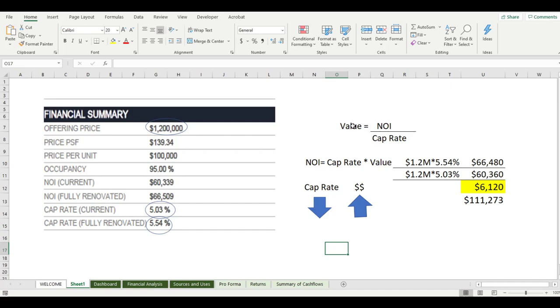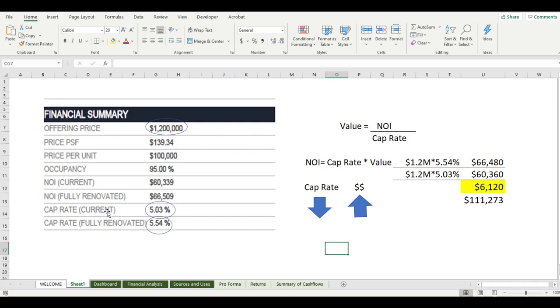We know the relationship between the value, and we'll just go over it really quickly. The value is equal to the NOI over the cap rate, and you can do some quick algebra and move it around. So now the NOI is equal to the cap rate times the value. What we'll do is look at these two different cap rates and see the economic value difference between the two. The first NOI that we come up with is $66,480.